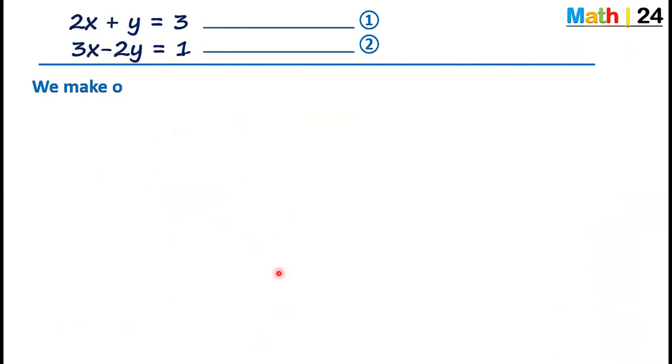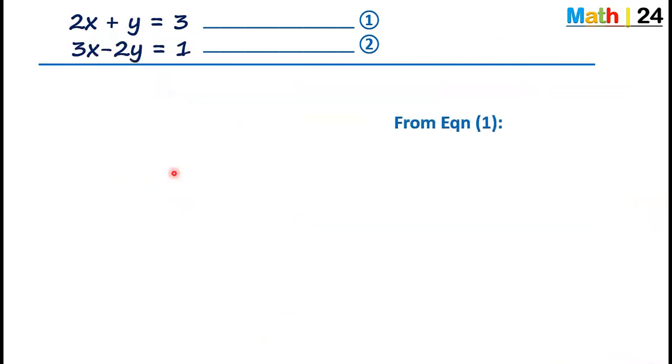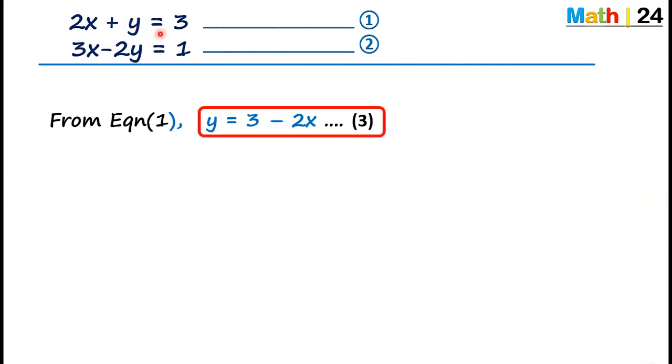Right, so same like previously with this other example, we make one equation the subject of the formula and substitute in the other. So which one should I choose to make the subject of the formula? It is best for me to choose this y in equation 1 because it's standing alone with just one y. It makes the work easier, faster, and reduces errors. So from equation 1, this y here will be equal to 3 minus 2x. Let me call it equation 3.